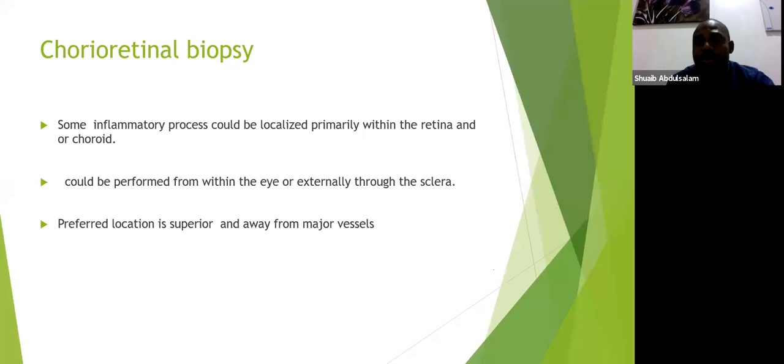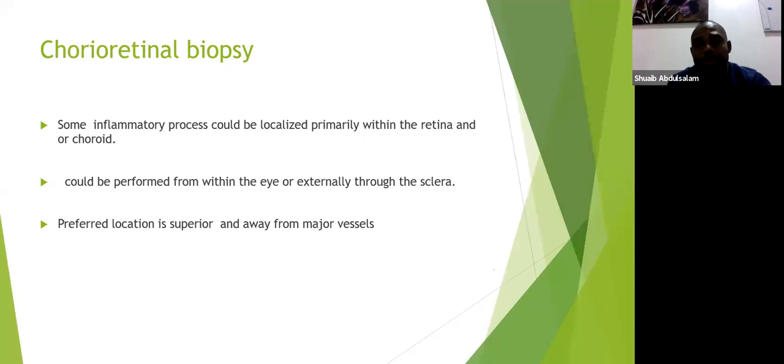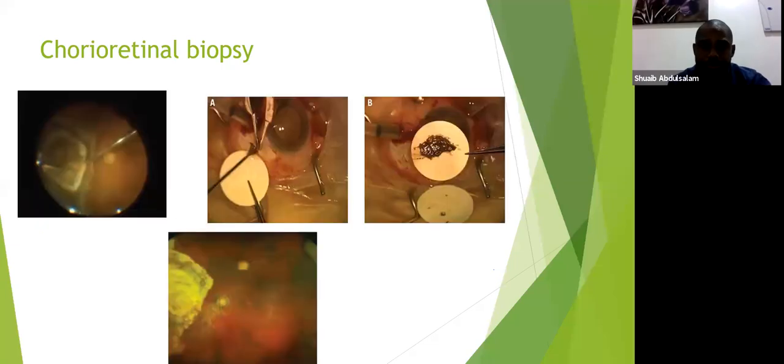The one done from outside through the sclera is actually done in cases where it's very anterior, close to the limbus, so that you have easier access. But if it's posterior, then it's better to actually go from within. And if you're going from within, it's preferred that you take the biopsy from a superior location, and of course, obviously away from major blood vessels.